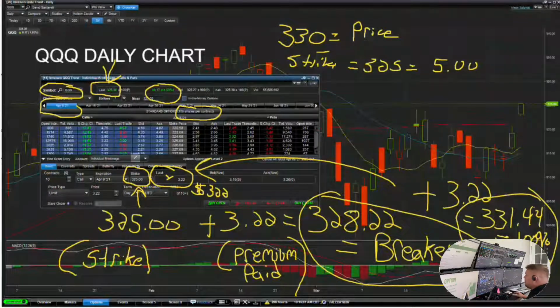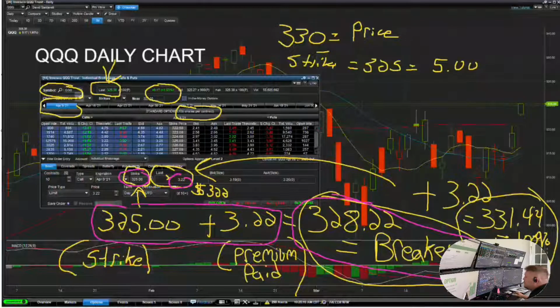So that's the importance of understanding here the break even and what a call is. So a call, you're going to make money as the stock goes higher. Your break even is going to be your strike price plus what you paid. So again, example here. Your break even, guys, again, is your strike price plus premium paid. So 325 strike plus 3.22, that equals a break even of $328.22. So if QQQ at your expiration date is at 328.22, that means you broke even. You didn't make money, you didn't lose money.